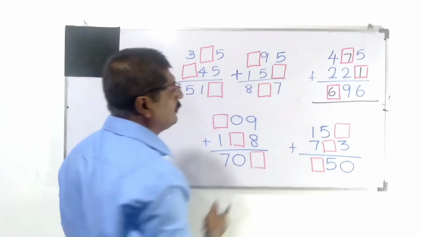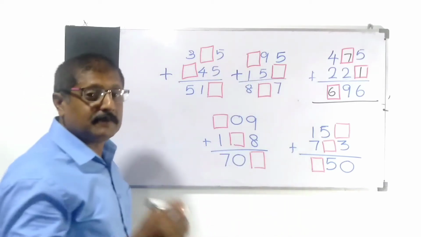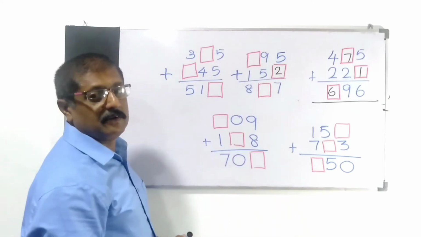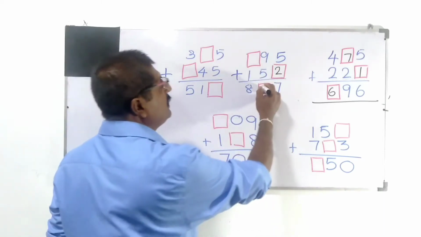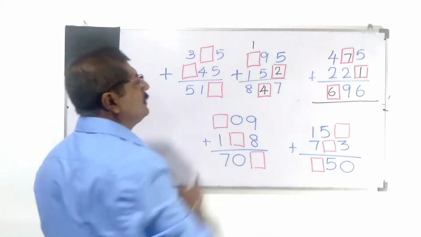5 has been added to another number and makes 7. What is the number? Then it is 2. 9 and 5, 14. Then we put 4 in here, and the 1 is sent to the other side.